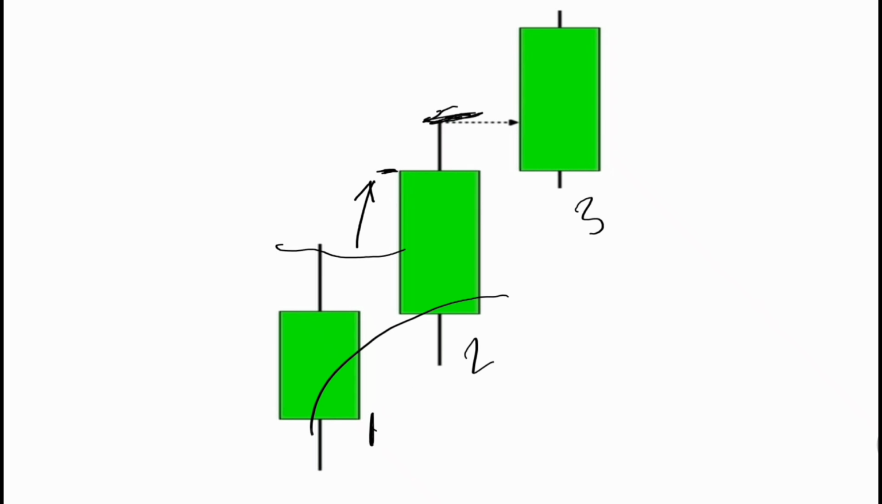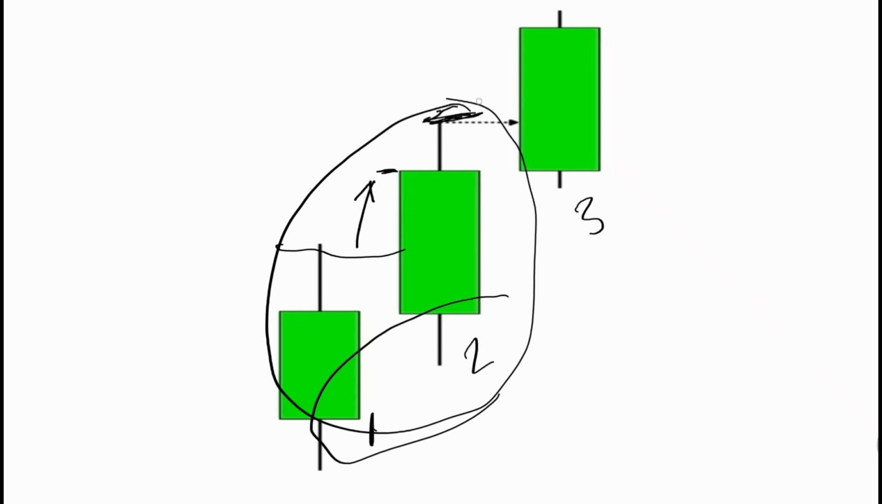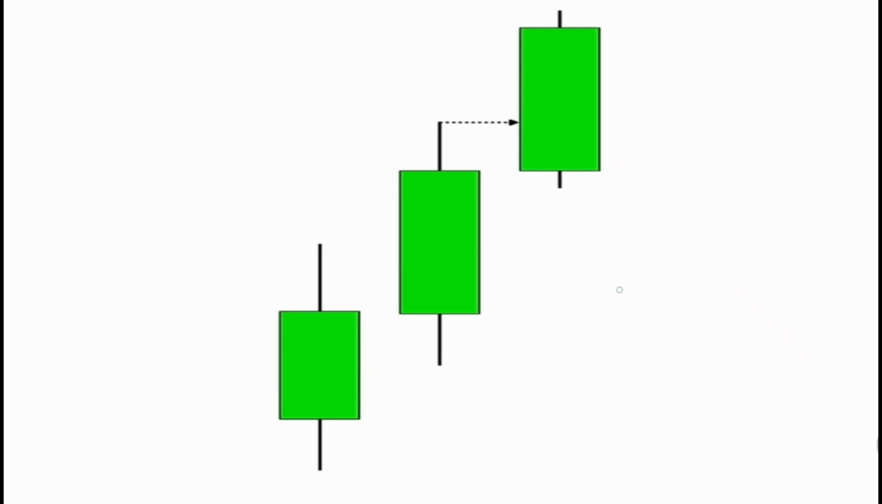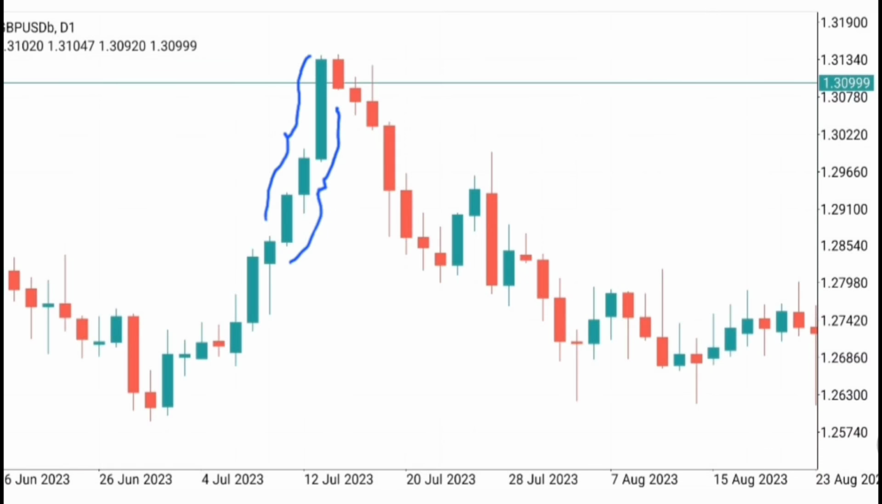So if my day 1 and day 2 appear in this form, my third day, which is my current day, is supposed to break this high. This is what you need to know. And let me show you an example. I've marked on the chart so we don't waste time.